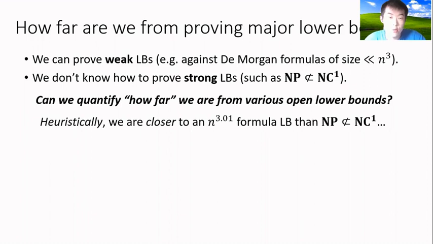Heuristically, we are closer to an n^3.01 formula lower bound than NP not in NC1. Both of these are open problems, but the first one only requires a small improvement on the current best result, while the second one is a superpolynomial size formula lower bound, which seems to be much harder than the first one. However, this intuition can be wrong.